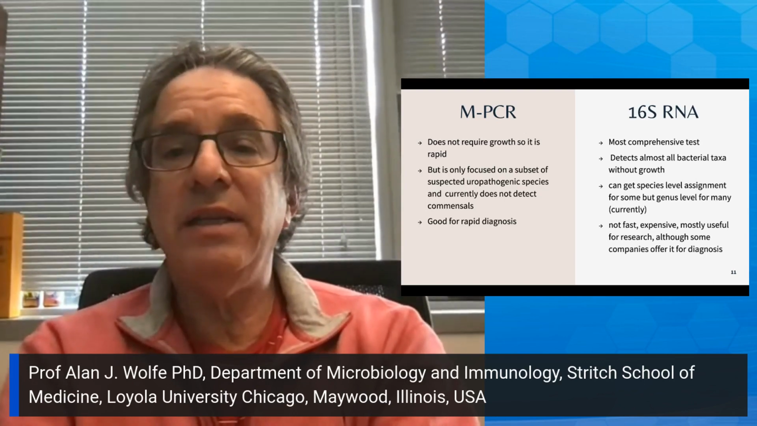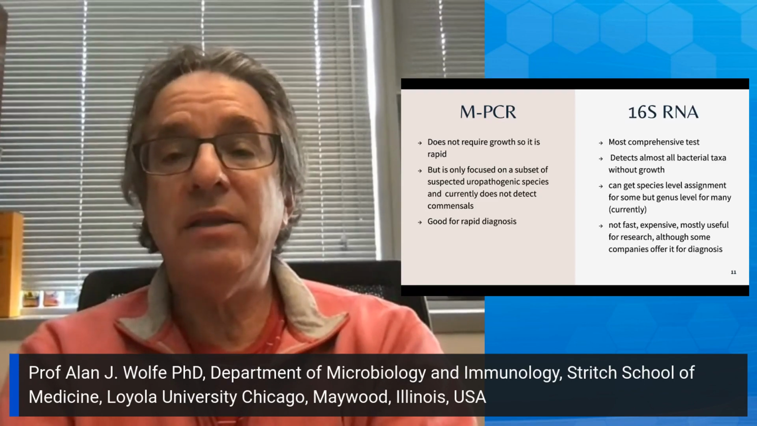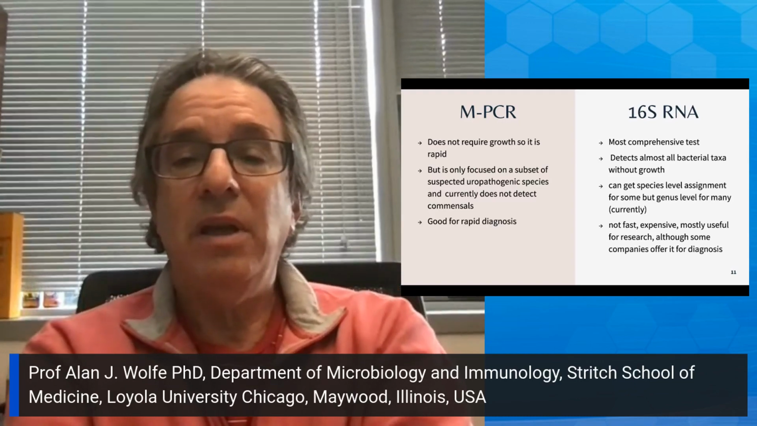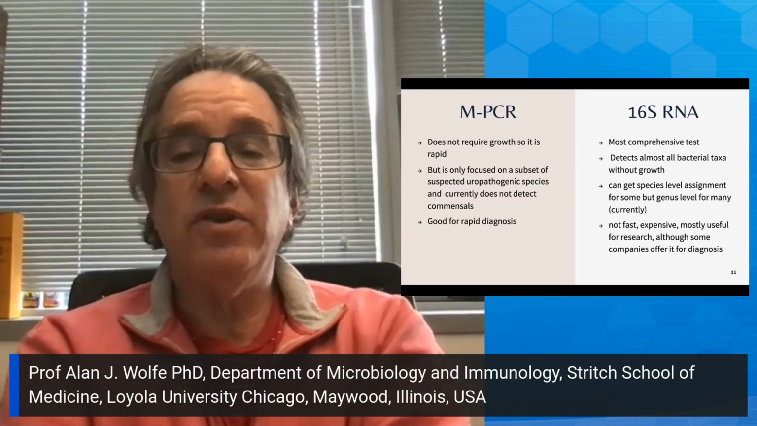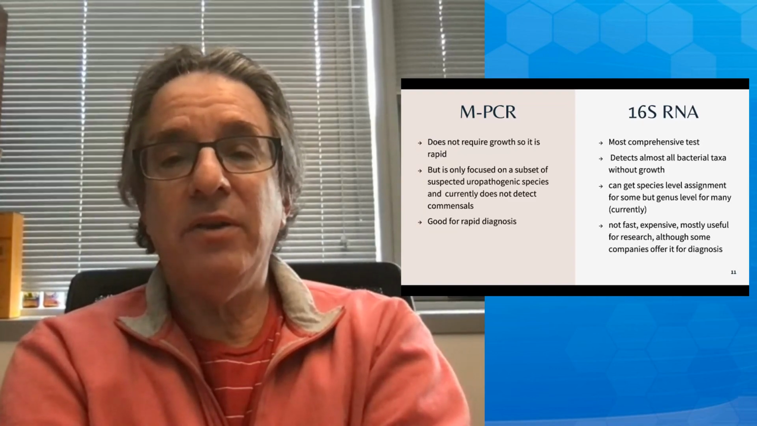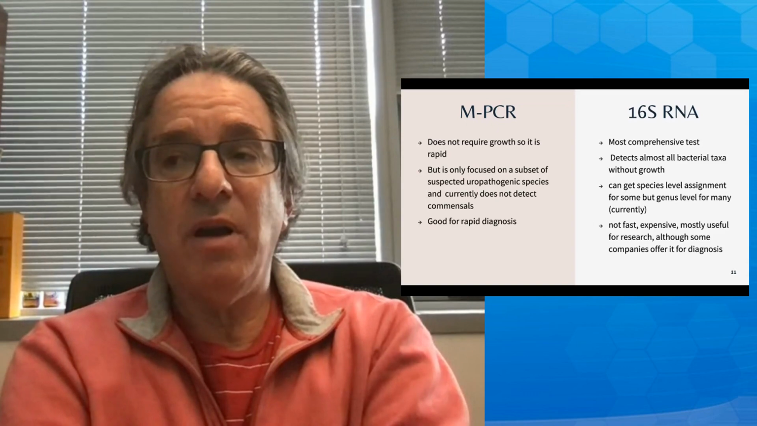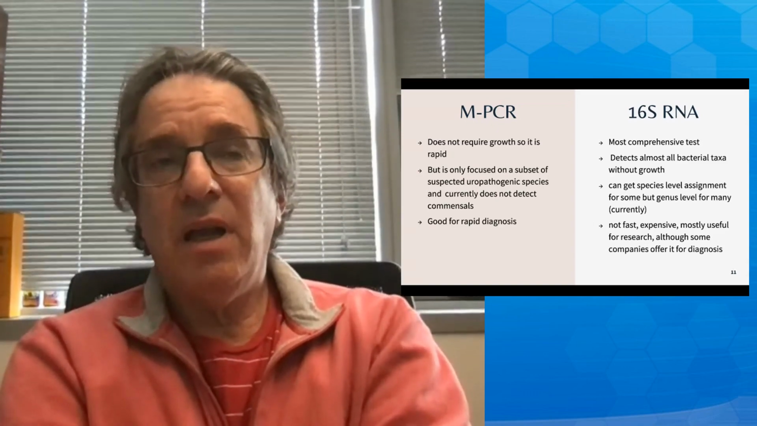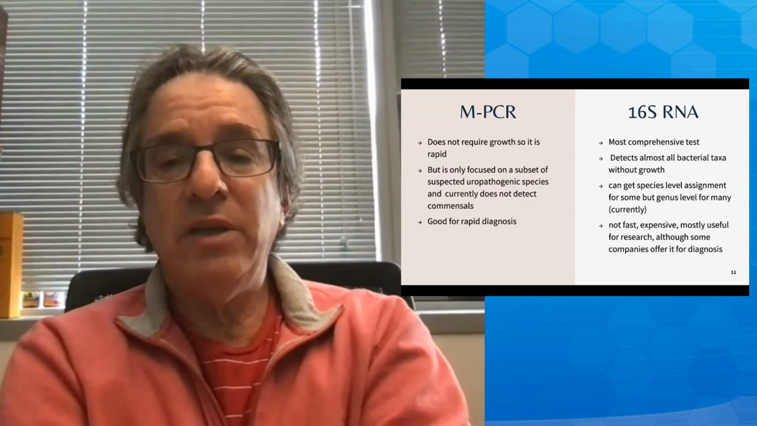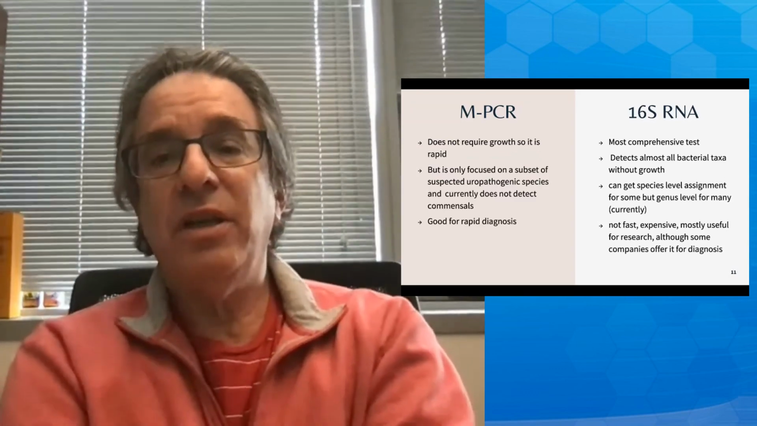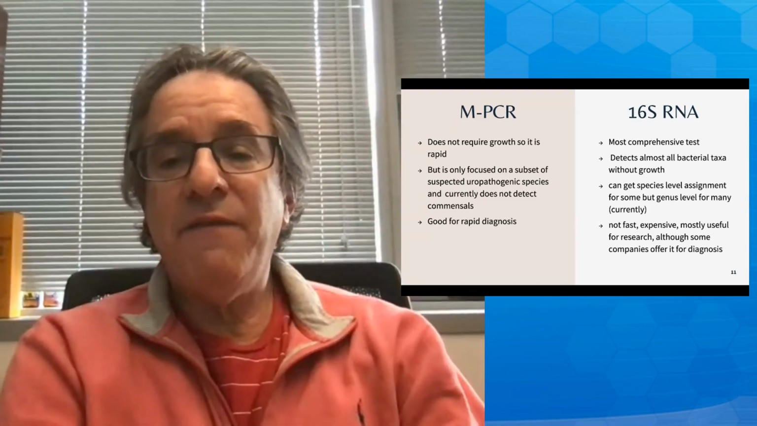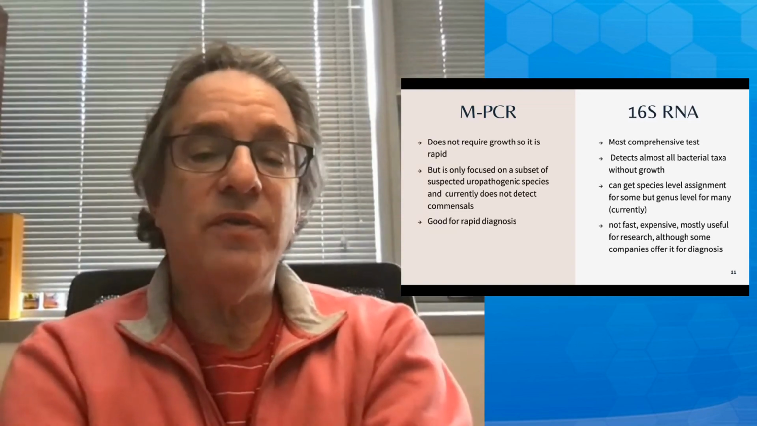16S ribosomal RNA sequencing is the most comprehensive of these tests. It detects almost all the bacterial taxa without outgrowth, and you can get species level assignment for some, but genus level for many. And that's because 16S ribosomal RNA sequencing requires that you get short reads using next generation sequencing platforms. And those short reads do not have enough information sometimes to distinguish closely related organisms. But it's not fast, it's expensive, it's mostly useful for research.